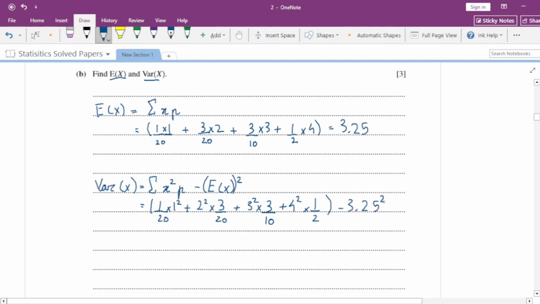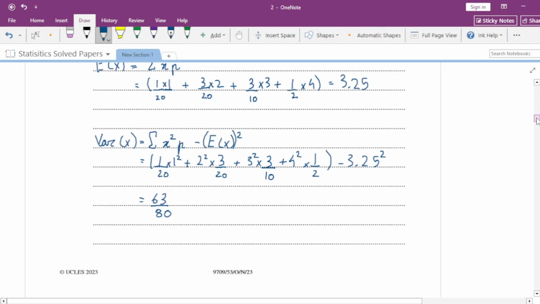Many people lose a lot of marks just for not mentioning the expected value to subtract, or they forget to square the value. So it's very important you do that. All right. So after that, the value you'll get would be 63 over 80. So that is your variance of x. And that's part B done.